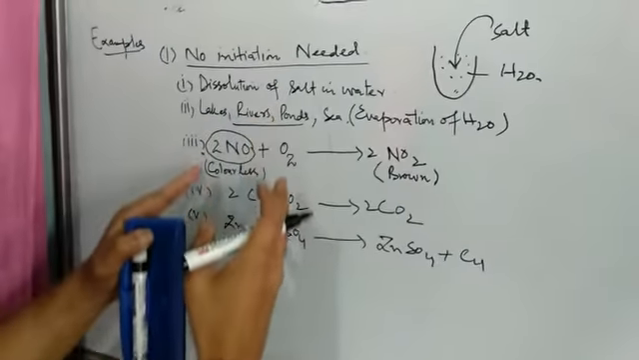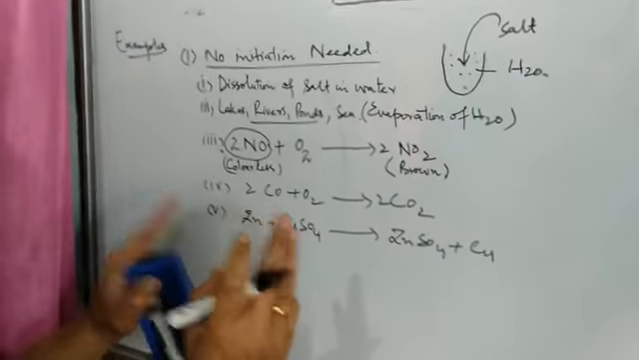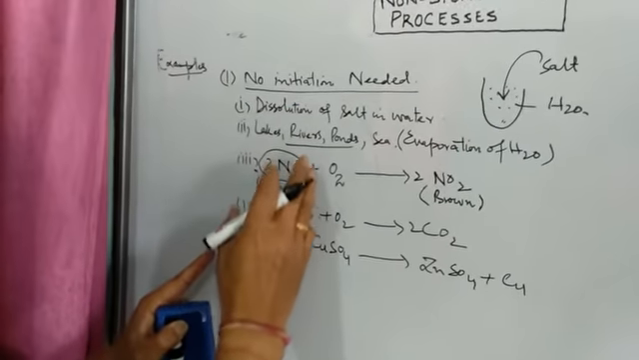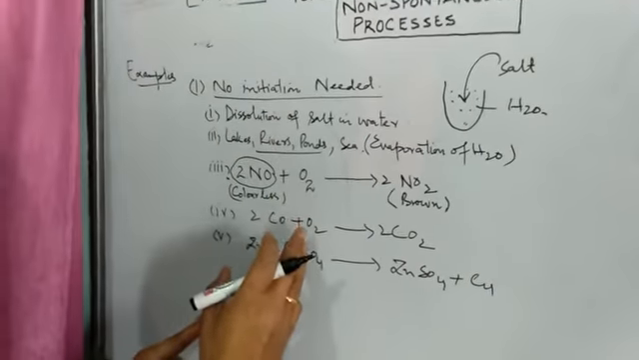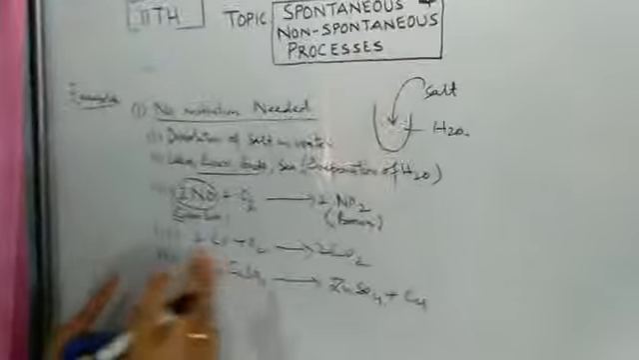So these are all examples of spontaneous processes where we do not need any initiation. That is, in all these cases no initiation is required. All these processes have taken place on their own.